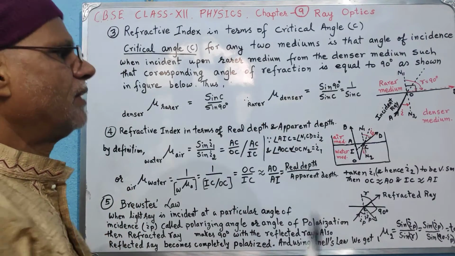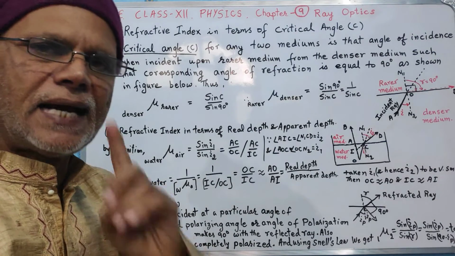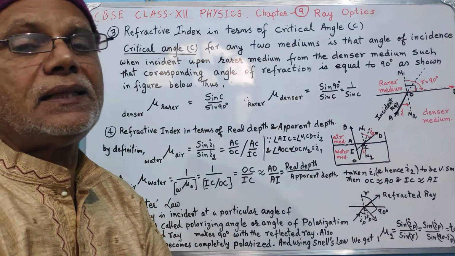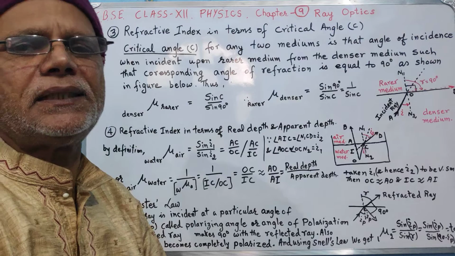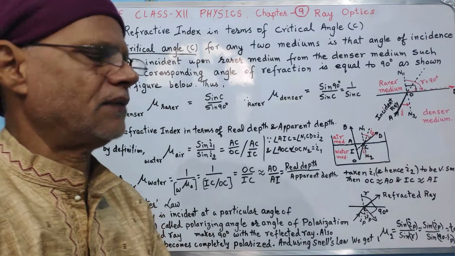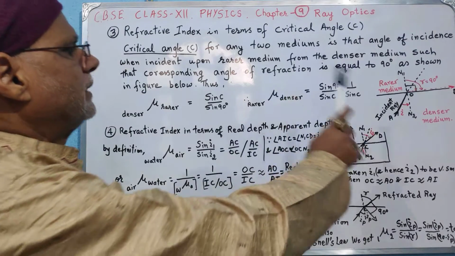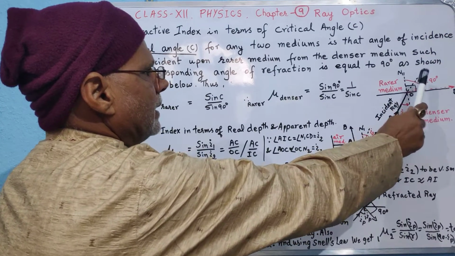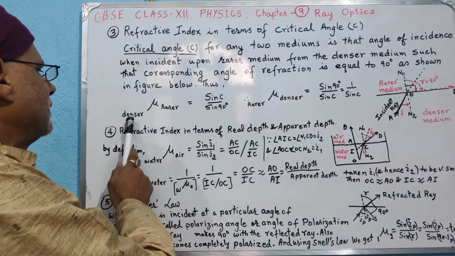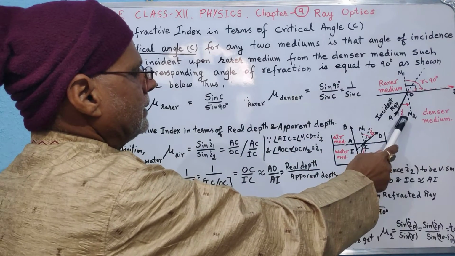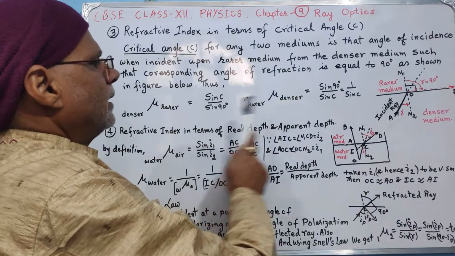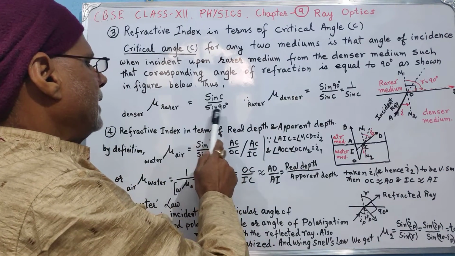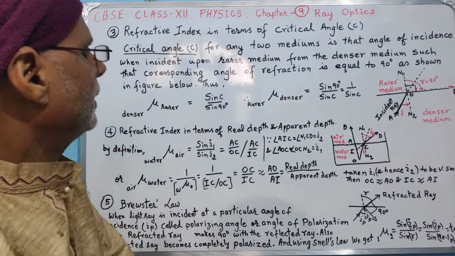Now, once we have understood that critical angle is that angle of incidence for which the corresponding angle of refraction is 90 degree, and this happens only when ray is incident from a denser medium onto a rarer medium, from that definition we can clearly say that refractive index of second medium, that is rarer medium, with respect to first medium, that is denser medium, is equal to sin I, that is sin C, divided by corresponding angle of refraction sin R, that is sin 90 degree. But sin 90 degree is 1.